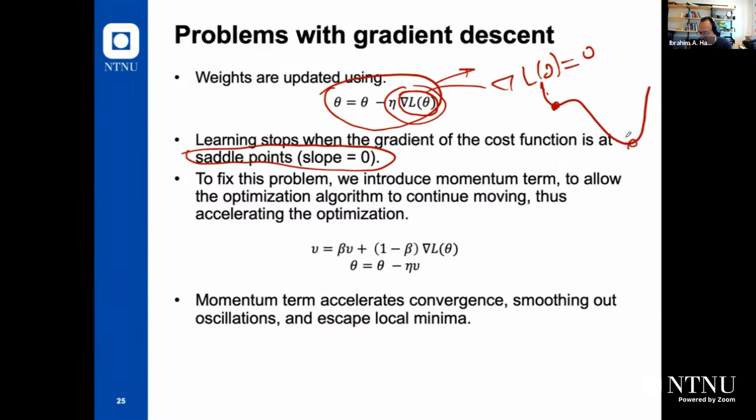We will not be able to reach the solution because, in fact, we started from here. And the slope of the gradient is 0 at this saddle point, so we will not be able to escape from this point. To fix this problem, we can introduce a new term. We call it the momentum term. This momentum term will allow us to optimize the algorithm, so we can keep moving and accelerate the optimization. We will not stop here, but we will be able to keep learning and keep adjusting our weights, although we are at a saddle point.